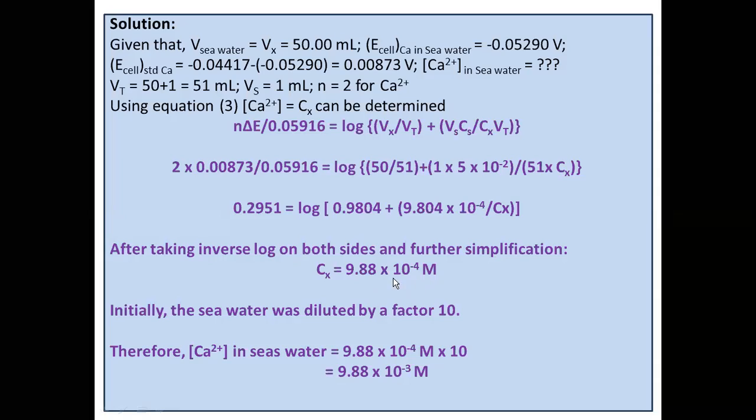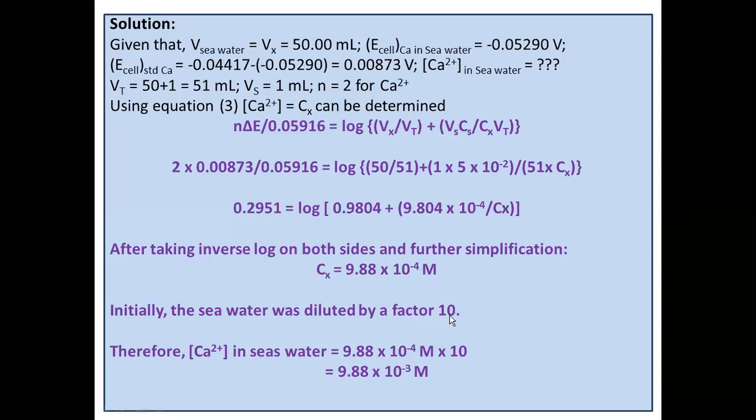What does this mean? This is the concentration of calcium present in 50 ml of the seawater. Which 50 ml? 10 ml of original seawater was diluted to 100 ml. In that 100 ml, 50 ml was used, and it contains 9.88 into 10 power minus 4 molar calcium.